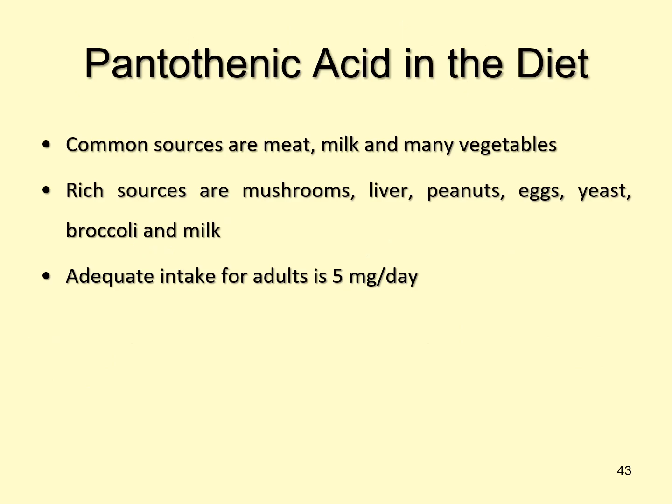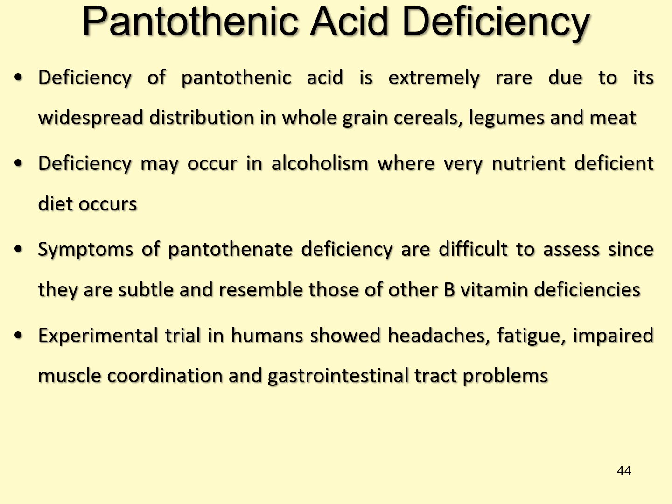Pantothenic acid is commonly found in meat, milk, and many vegetables, mushrooms, liver, peanuts, eggs, yeast, and broccoli. Milk is also a major source of this vitamin, and the adequate intake for adults is a maximum of 5 milligrams per day. This vitamin is very important. Deficiency is rare due to its widespread distribution in green cereals, legumes, and meat. So deficiency of pantothenic acid is extremely rare. Deficiency may occur in alcoholism, where a very nutrient-deficient diet occurs.